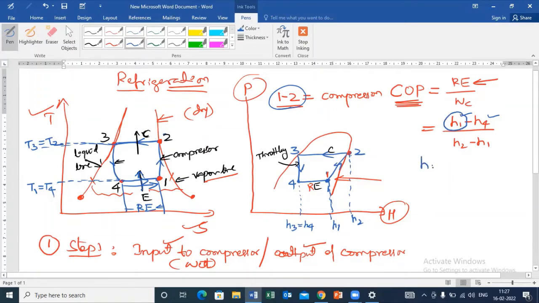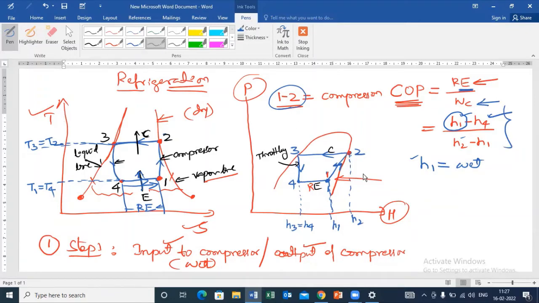Now our aim is to find H1. So is H1 dry or wet? H1 is wet condition. And how to take the values of H1, H4, H2, I will explain in detail, not to worry. Remember this formula: COP is equal to refrigerating effect divided by work done on the compressor. The compressor process is 1 to 2, and work is done on the compressor during 1 to 2.